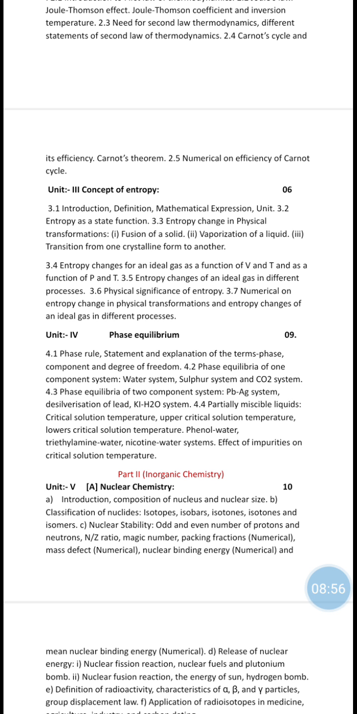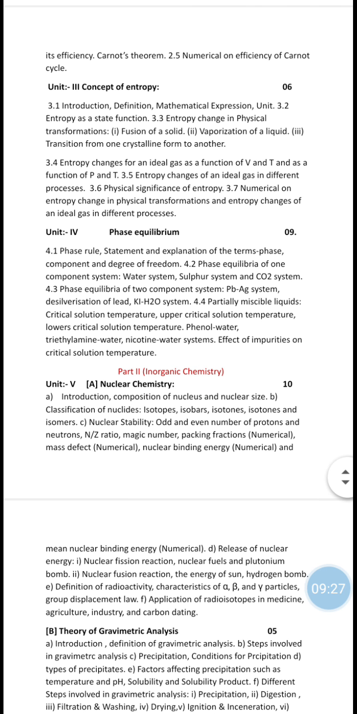After the successful completion of the concept of entropy, that is the third unit, we are going to the fourth unit, that is phase equilibria. Meanwhile, while learning all these things, we will conduct internal examinations, some seminars, and group discussions. All those will be conducted during the semester. So the next, that is the fourth unit, is phase equilibria.